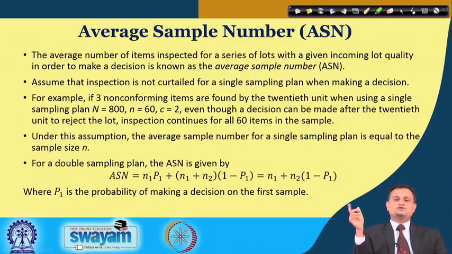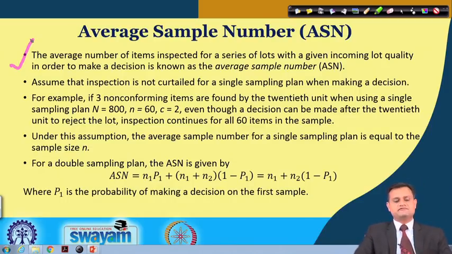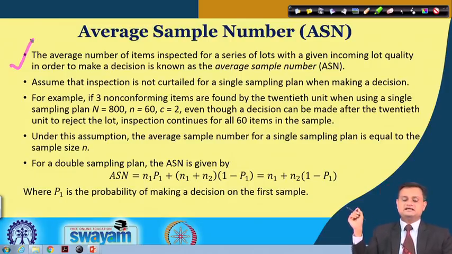There is another measure which is called ASN, the average sample number. This refers to the average number of items inspected for a series of lots with a given incoming lot quality in order to make a decision. You need to take the decision whether it is of good quality or bad quality. So, it is the average number of items inspected for a series of lots with a given incoming lot quality in order to make the decision.